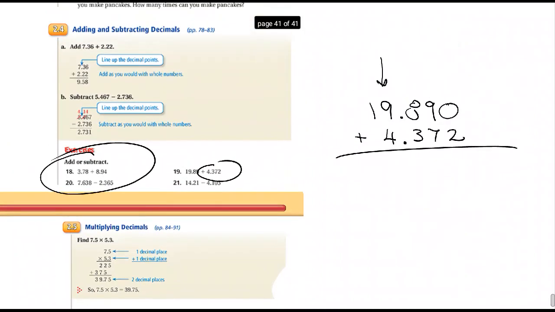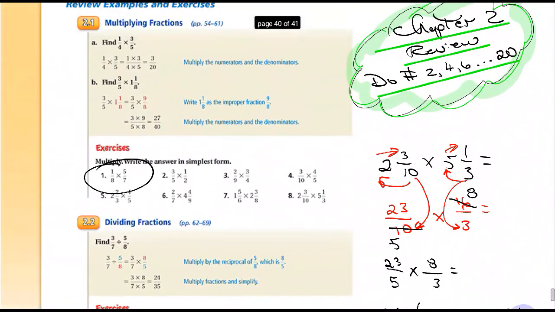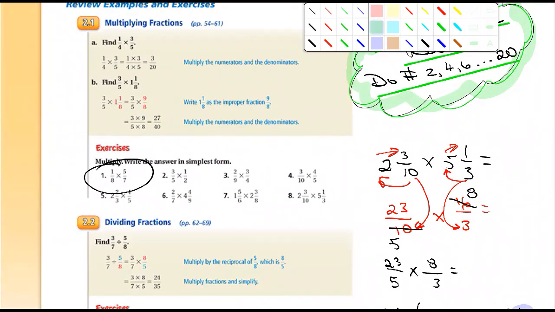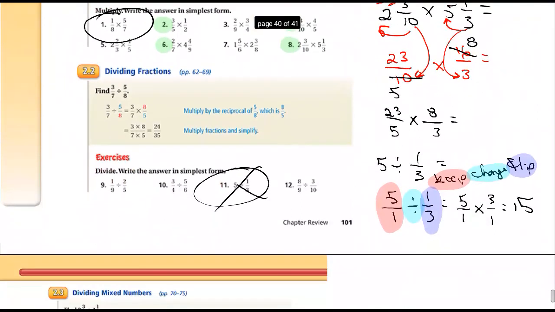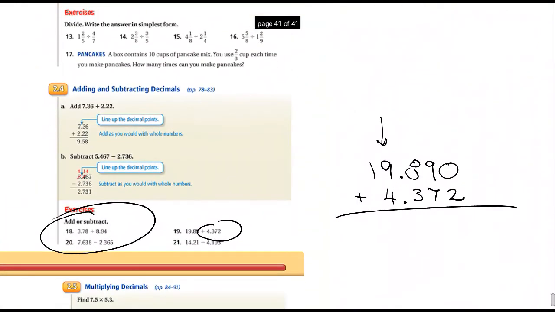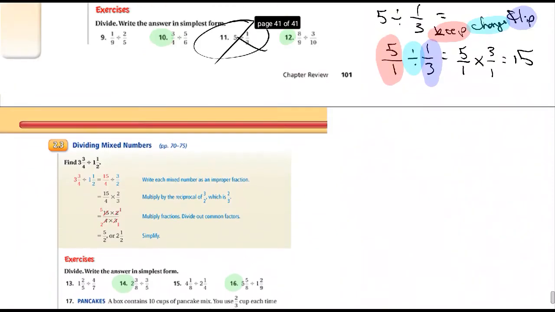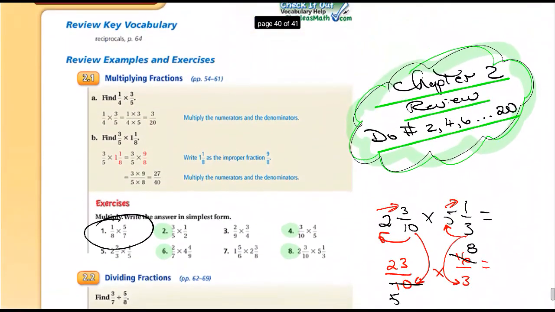Okay, so just to be perfectly clear, I want you guys to do 2, 4, 6, 8, 10, 12, 14, 16, 18, and 20. And of course, I have that written down right there for you.